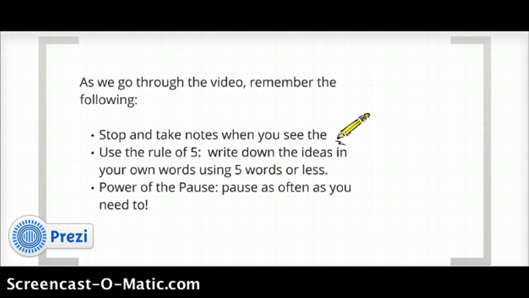Use the rule of 5, so you're writing down the ideas in your own words using 5 words or less. If it's a few more than 5, that's not a huge deal, but you really want to get it done in your own words. And then don't forget that you can pause when you need to, and as often as you need to, and rewind if you need to. All right.